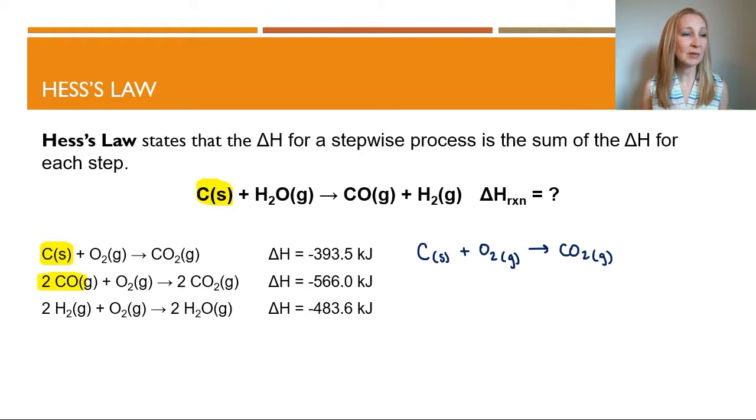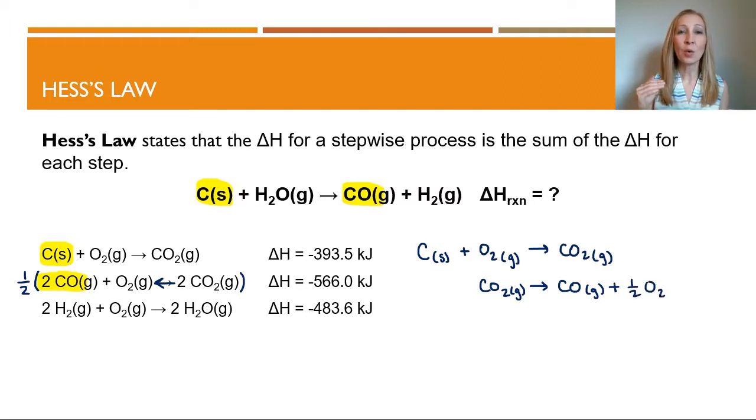The next thing I'm going to do is look at that CO. I have 2 carbon monoxide as reactants for one of the individual steps, but I have carbon monoxide as a product for my unknown equation in bold. So what I'm going to do here is reverse this equation, and multiply it by 1/2 to get it from 2 moles of carbon monoxide to 1 mole of carbon monoxide. Now I'm going to rewrite this so that you can see how that breaks down. I've reversed the equation and multiplied the whole equation by 1/2.